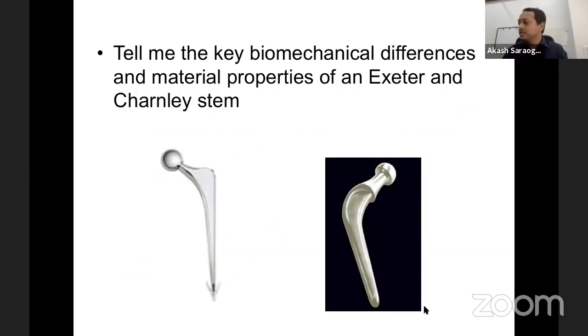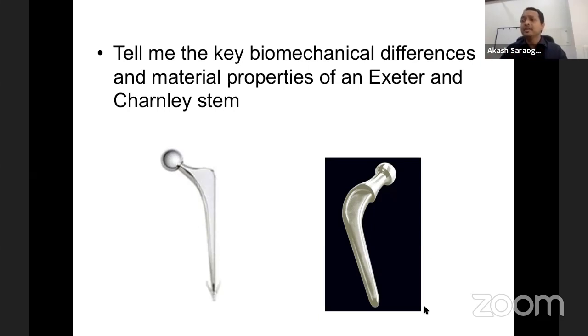Now we'll quickly run through just a few more concepts. So what is the key difference between a Charnley stem and an Exeter stem? This is a most commonly asked question in tribology and arthroplasty in the FRCS exam, that you will be given a picture of a Charnley and an Exeter and you'll be asked, tell me what is the difference between the two. The most important difference that you have to say is that the Exeter is a polished tapered stem working on the principle of controlled subsidence, right? Whereas the Charnley stem works on the principle of a composite beam. Okay, these are buzzwords. You need to remember this.